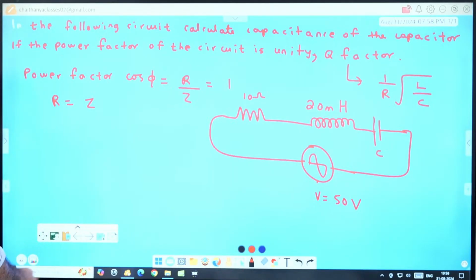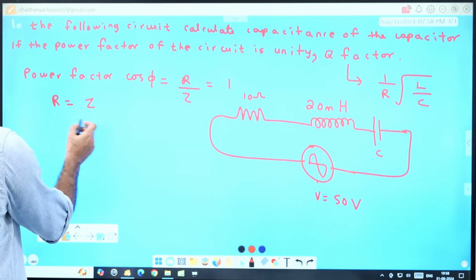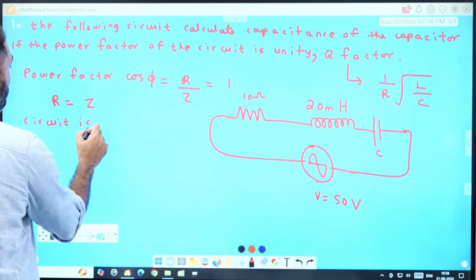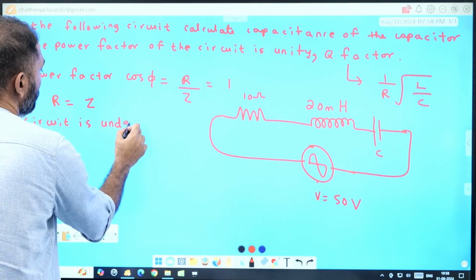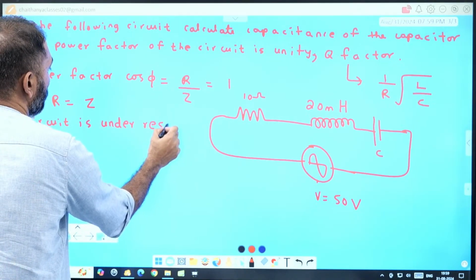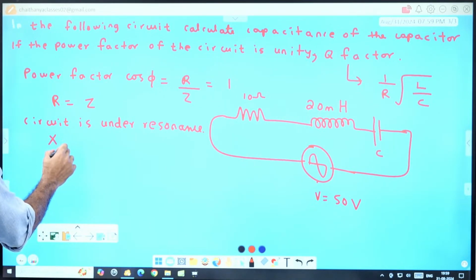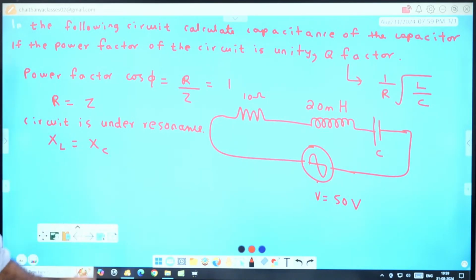R equal to Z. Now R equal to Z means what? The circuit is under resonance, because resistance equal to impedance means the circuit is under resonance. That means XL equal to XC. That is understood. XL equal to XC.